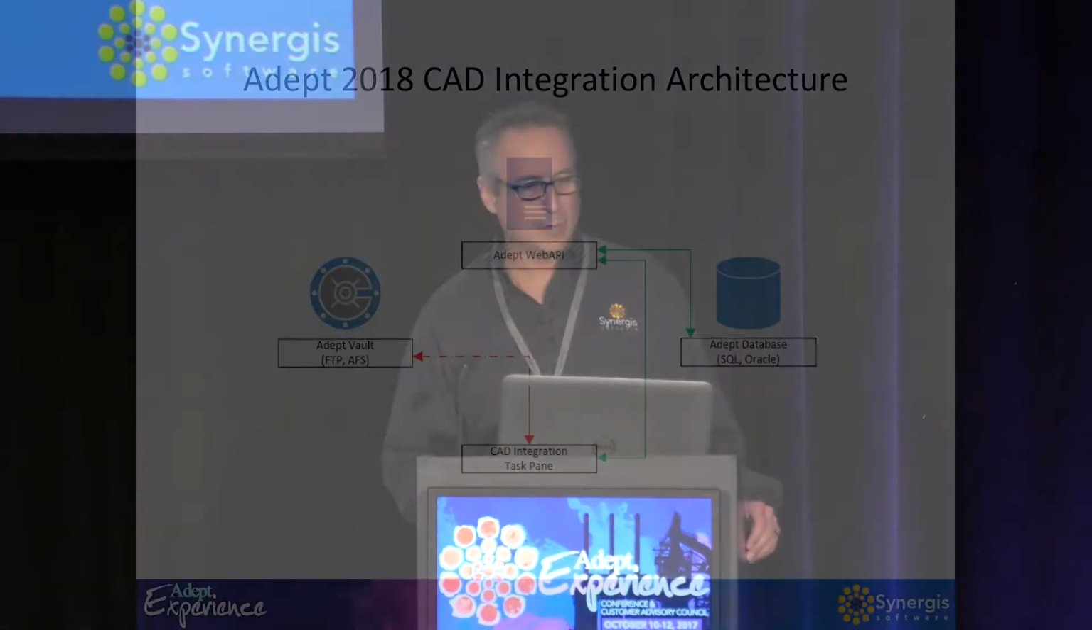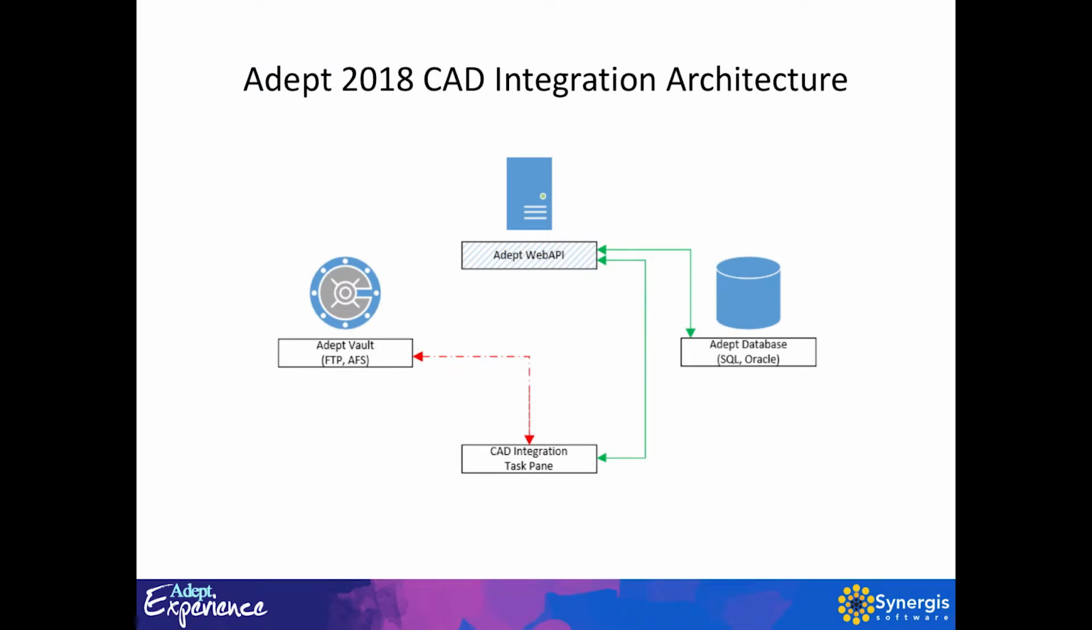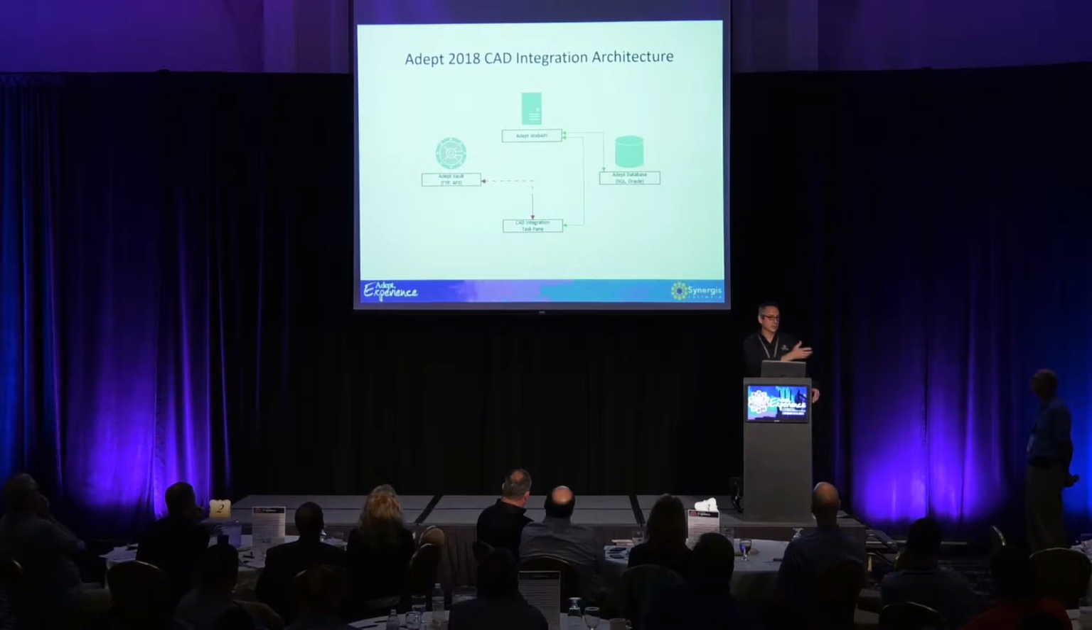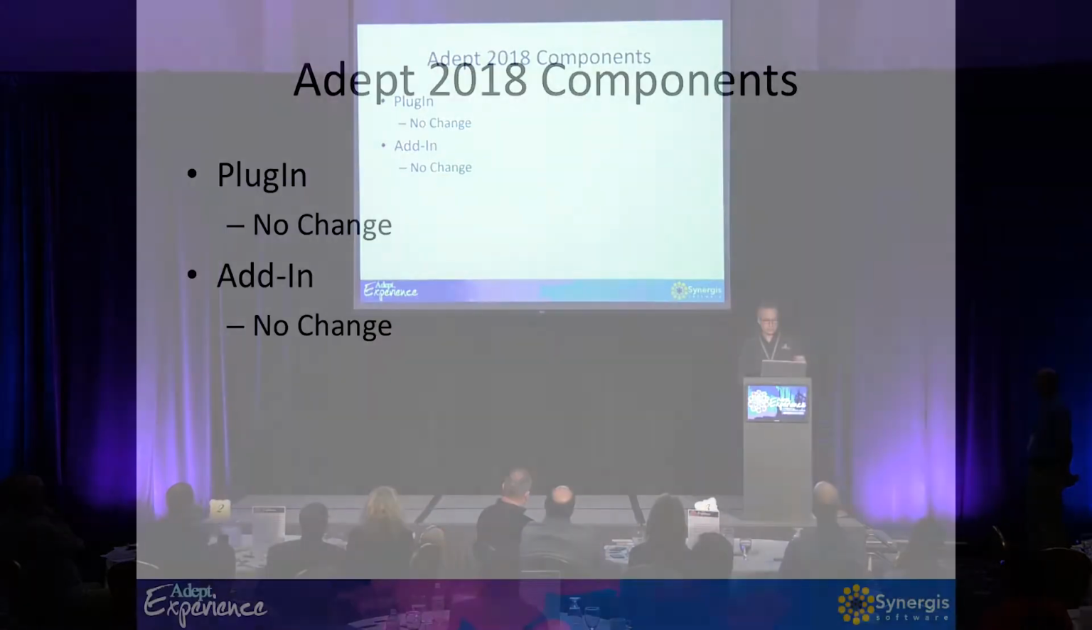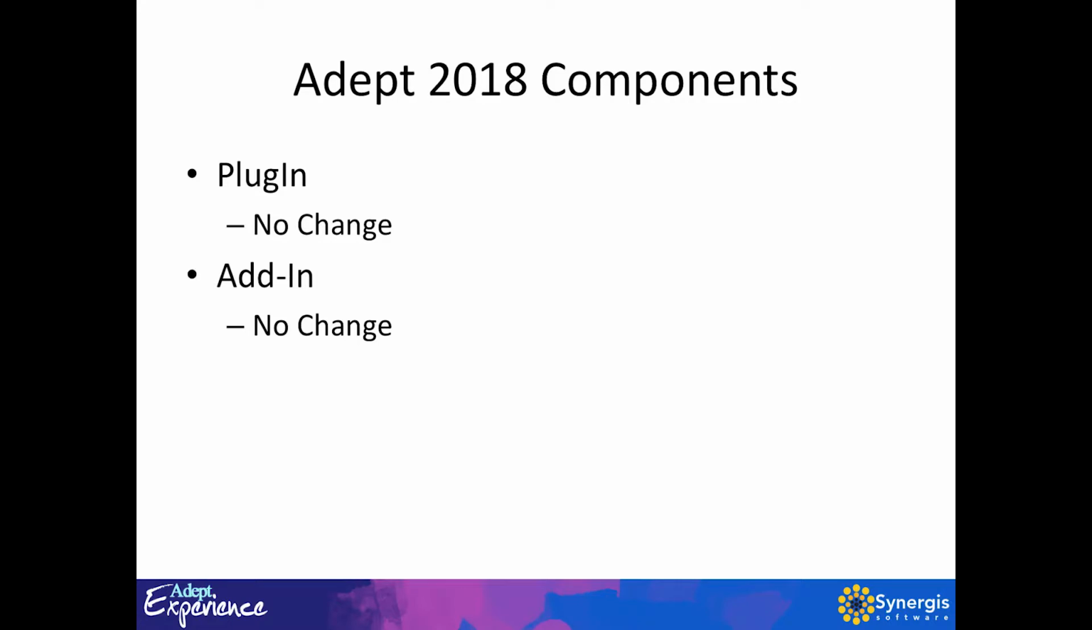And this is what the 2018 architecture is going to look like. So Todd just referenced the web API. So now the task pane integration is speaking directly with that web API, which is speaking directly with the database, and the CAD integration is also going to be connected right to the file, so there's a quick transfer of that file. It's not being pushed through anything. And so for 2018, there's really no change in the CAD components at all.